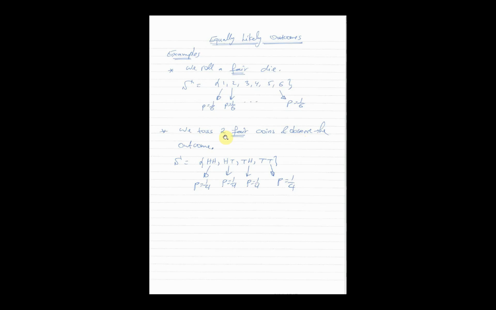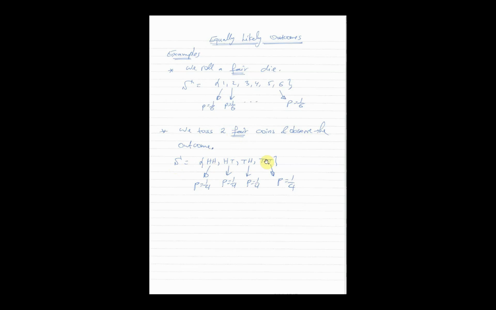A little bit more advanced, we toss two coins in this example. We toss two fair coins. The coins are fair, so each face has exactly the same probability, and we know that already from the nature of the experiment. So we toss two fair coins, and we observe the outcome. From the previous lecture, we know that the sample space of this experiment is heads-heads, heads-tails, tails-heads, and tails-tails. So we have 4 outcomes.